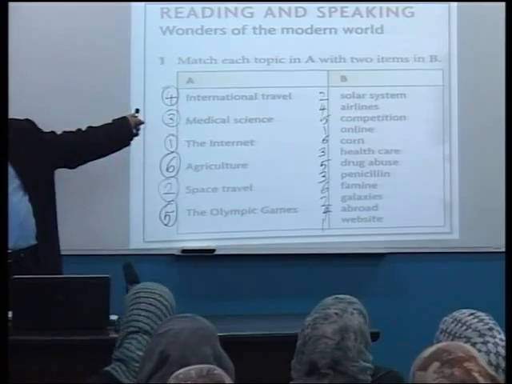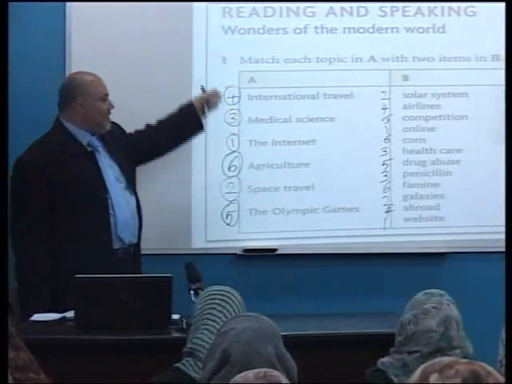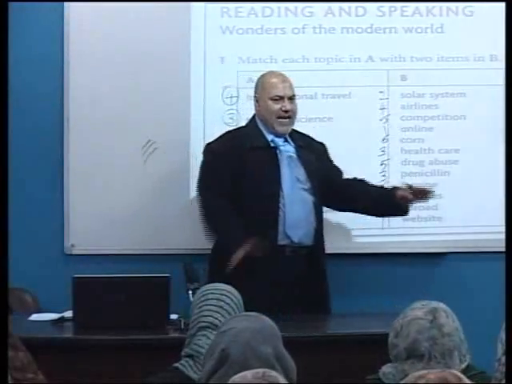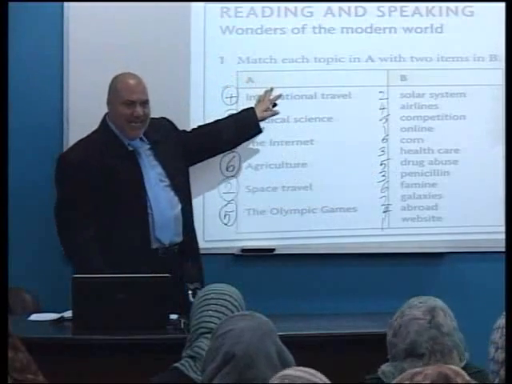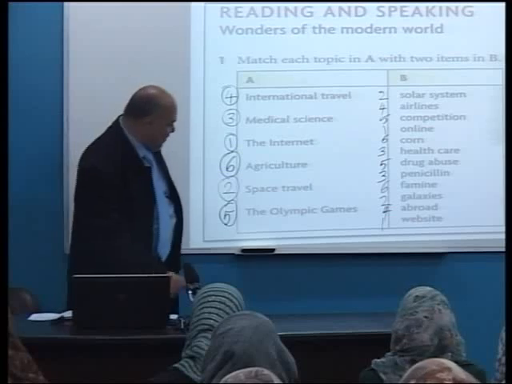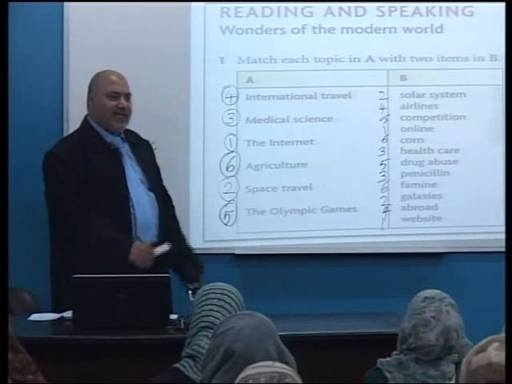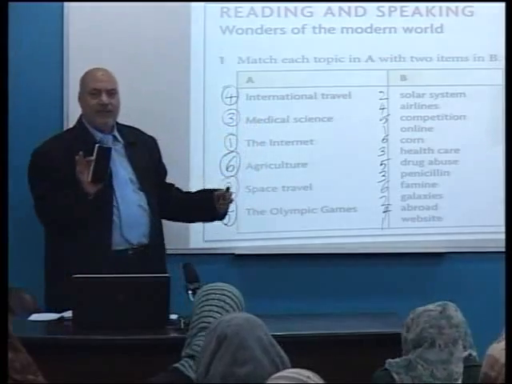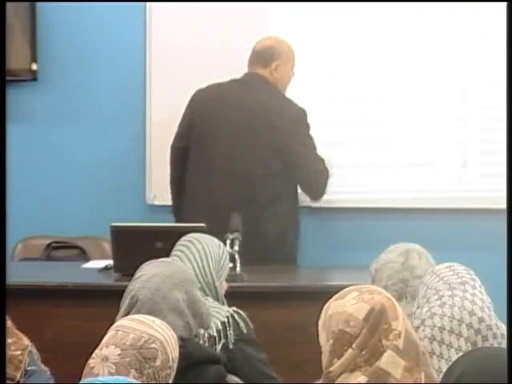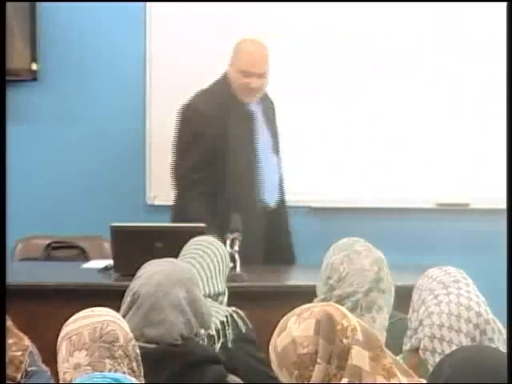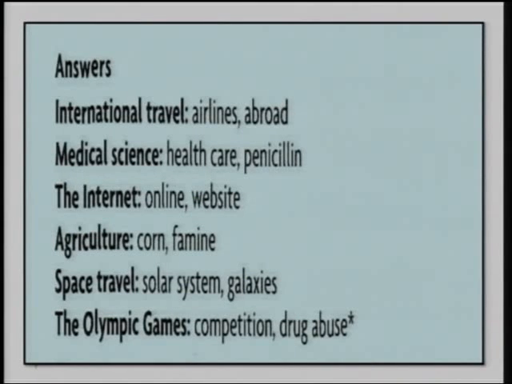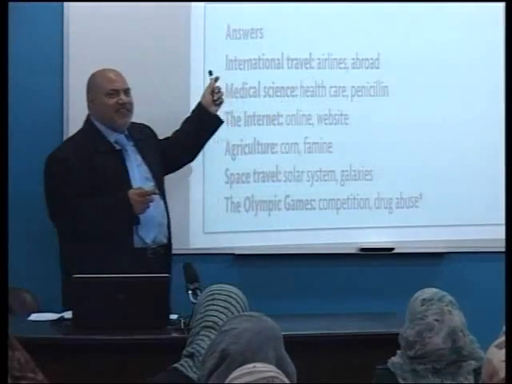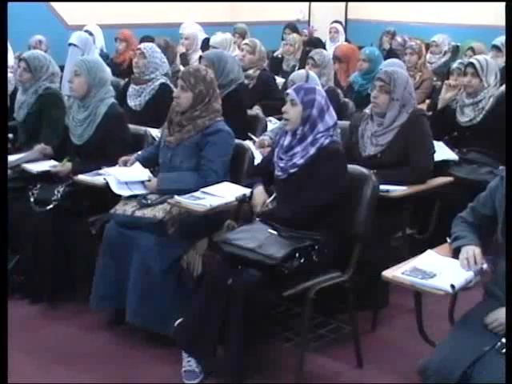Is it clear? Yes. So this is about vocabulary. 6 words and 12 words, 18. So now we will study 18 words, these ones. Now, the second exercise is finished? Yes. So this is the answer. International travel, airlines, and abroad. I want someone to read the first one. Yes. International travel, airlines, and abroad.